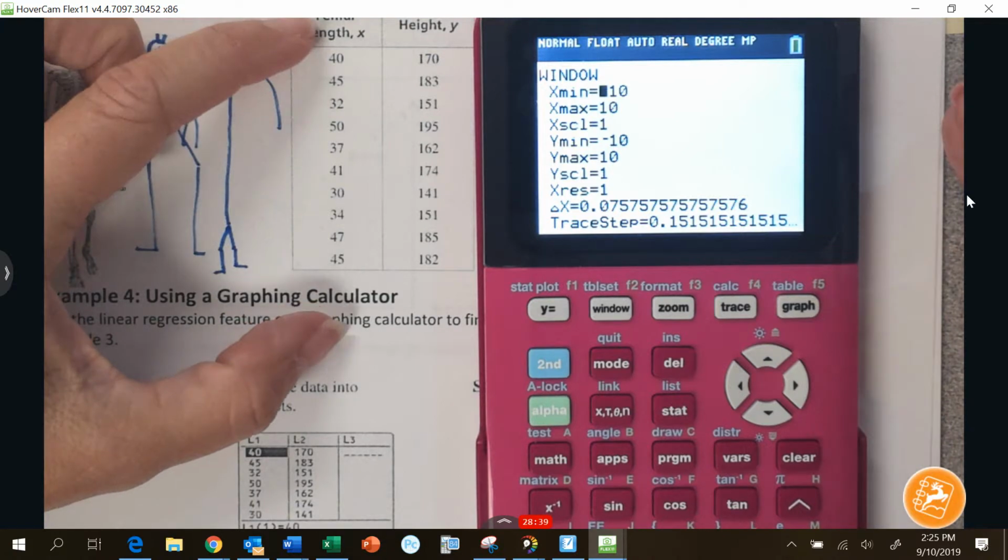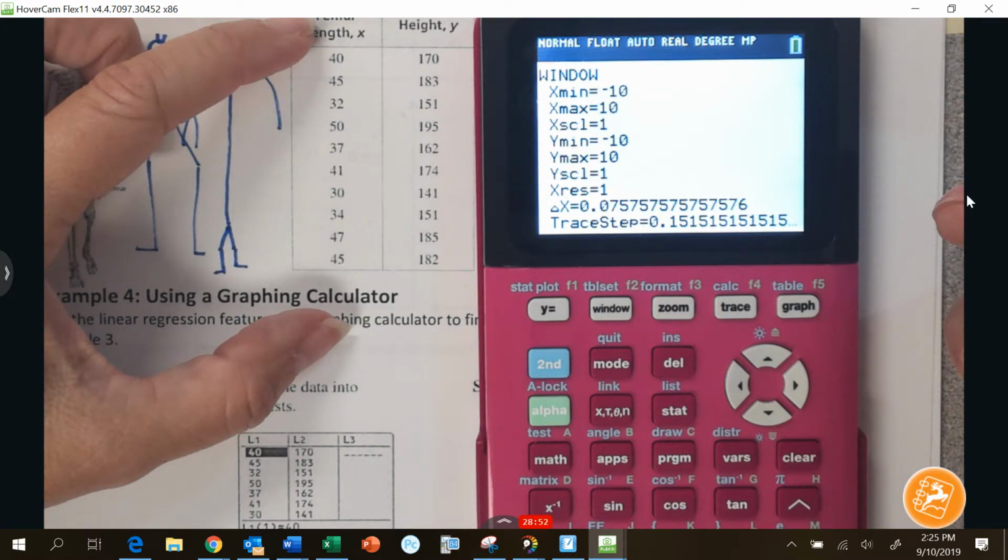What, Keenan? Okay, I'm going to come right there. Mine said error. When you hit window or when you hit graph? I heard graph. It was like error. Okay. Quit that. Go to window. Let's fix our window first, and then I can help you with the error.